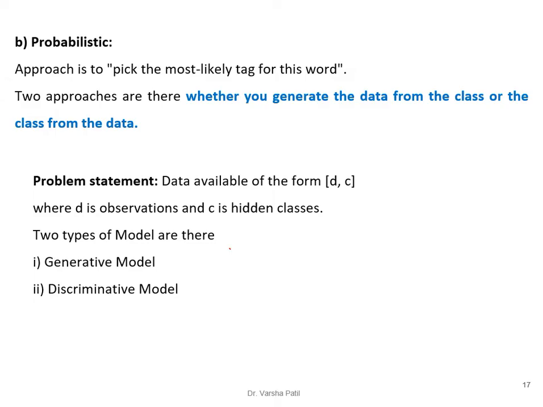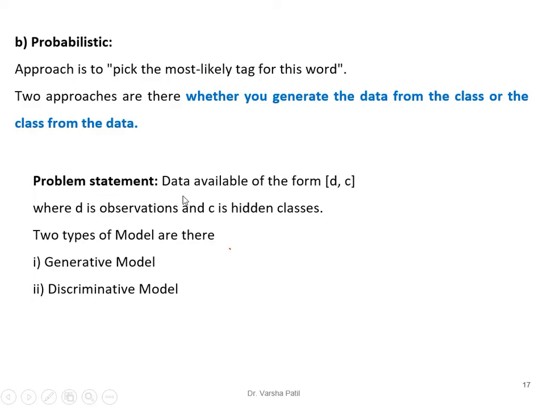Now the last point is the probabilistic tagger. The approach is to pick the most likely tag for this word. Two approaches are there: whether you generate the data from the class or the class from the data. Now I will explain with an example. This is a somewhat difficult or confusing statement.